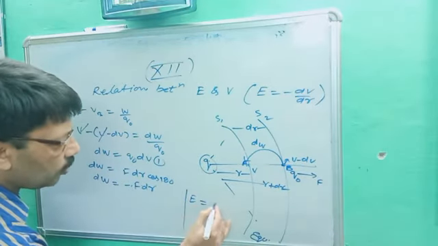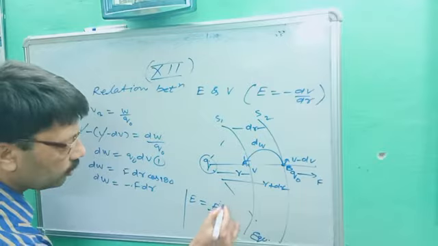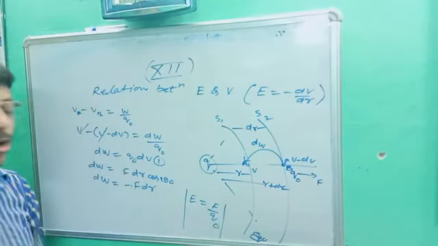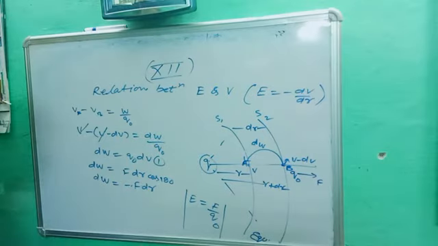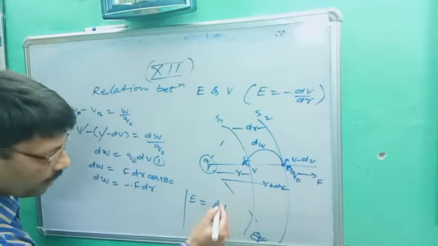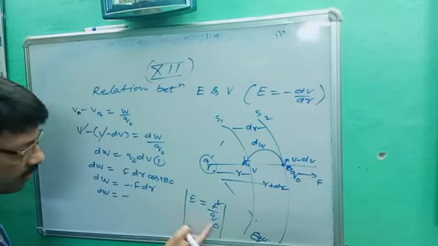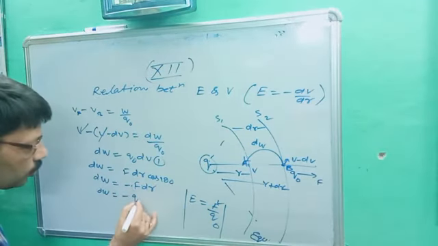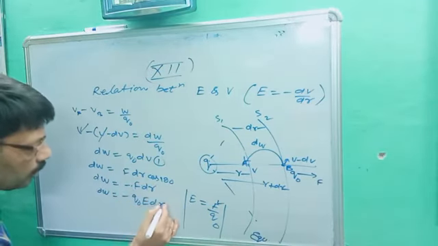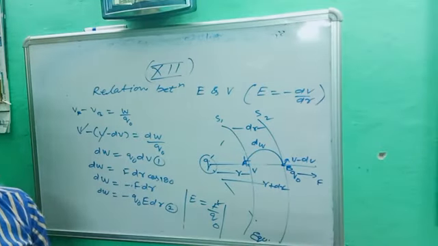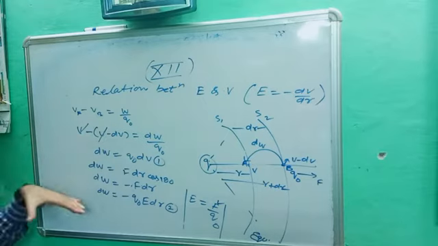Okay, but we know the formula. Electric field E is equal to F upon Q naught. This is the definition of electric field. So put the value of F from here. So we will get dW is equal to minus F, which is minus Q naught E into dr. This is equation number second. Very easily we got two equations, equation first and equation second.